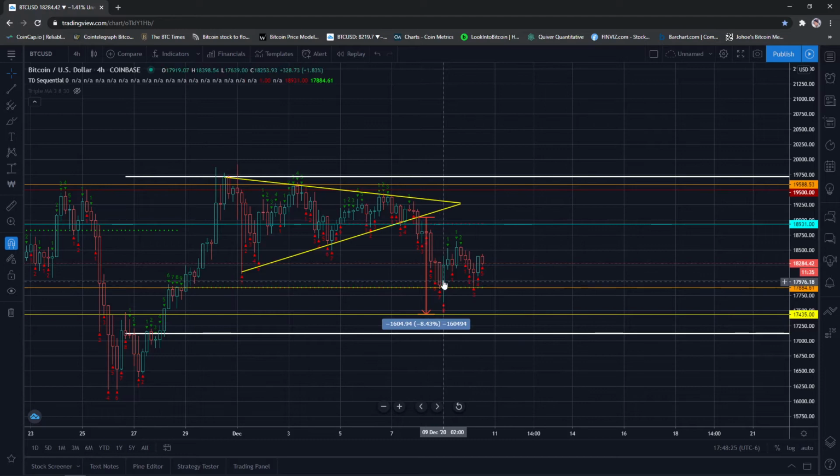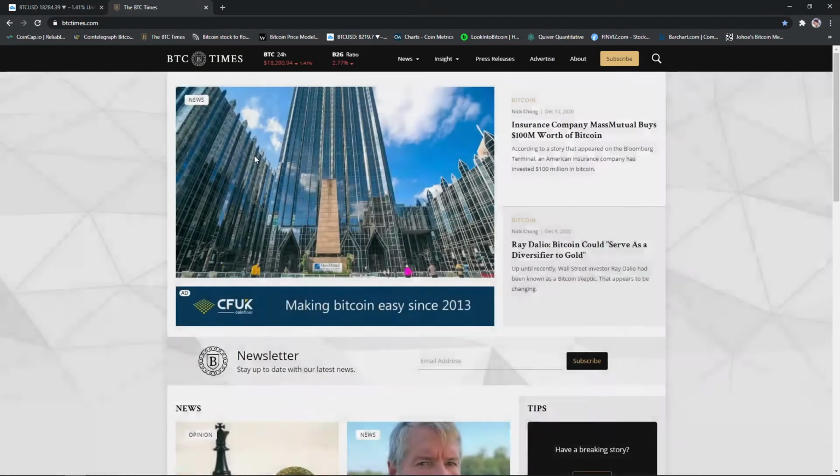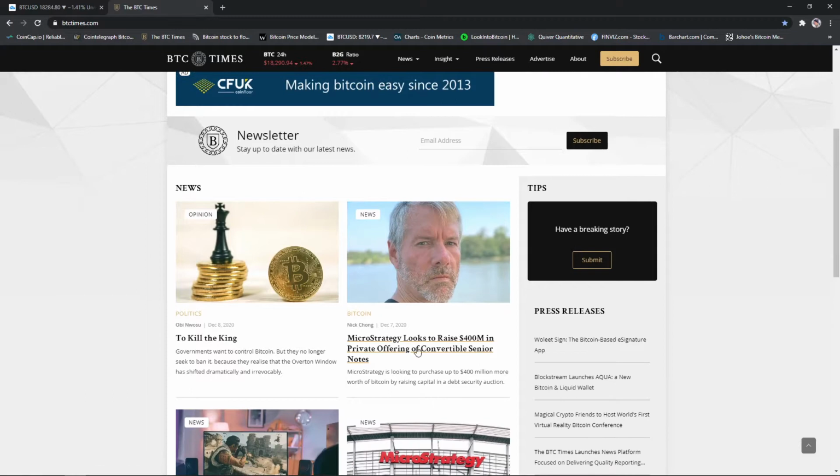We had a rally, was it night before last, some sell-off, and then a rally today towards the end of the day. There can be speculation that this candle was formed because of this announcement right here. Insurance company MassMutual buys $100 million worth of Bitcoin. For those of you that might be new to the space, a couple of months ago, MicroStrategy bought 400, and they're doing a private offering to raise another 400 million to buy another 400 million of Bitcoin.